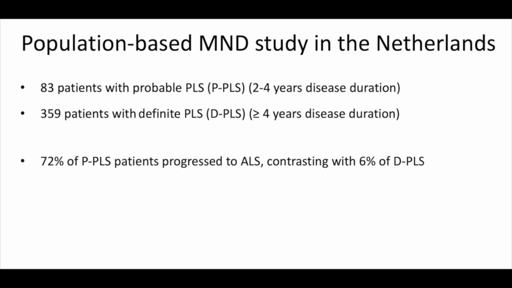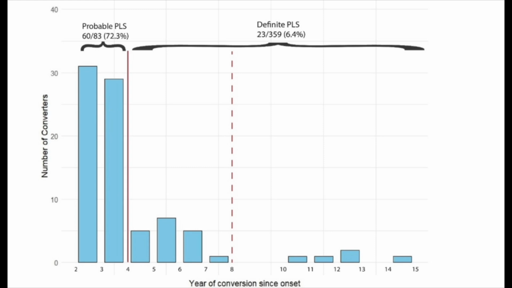But as I already mentioned before, 72% of the patients with probable PLS progressed to ALS, and only 6% in the patients with definite PLS. So in our opinion, it's best to diagnose a patient with PLS after at least 4 years, and that's difficult. And this is actually the graph showing that also in year 5 and 6, there are more patients converting to ALS, but most patients with probable PLS convert. So most patients with an upper motor neuron syndrome convert within 4 years.